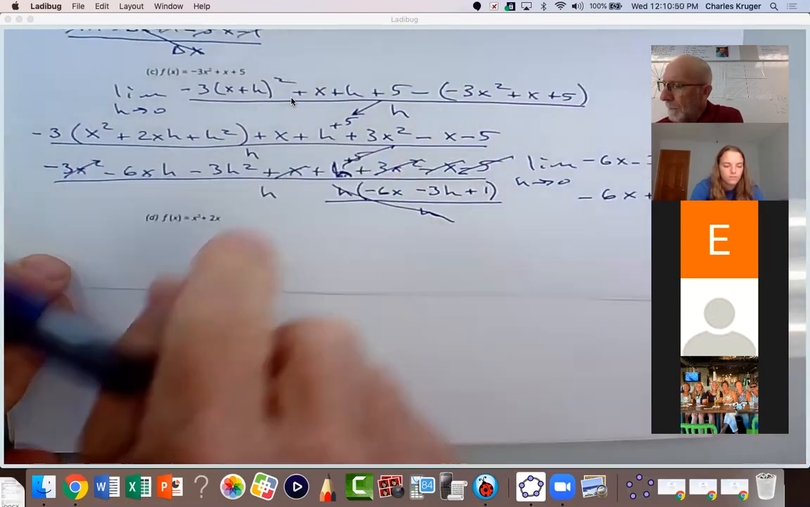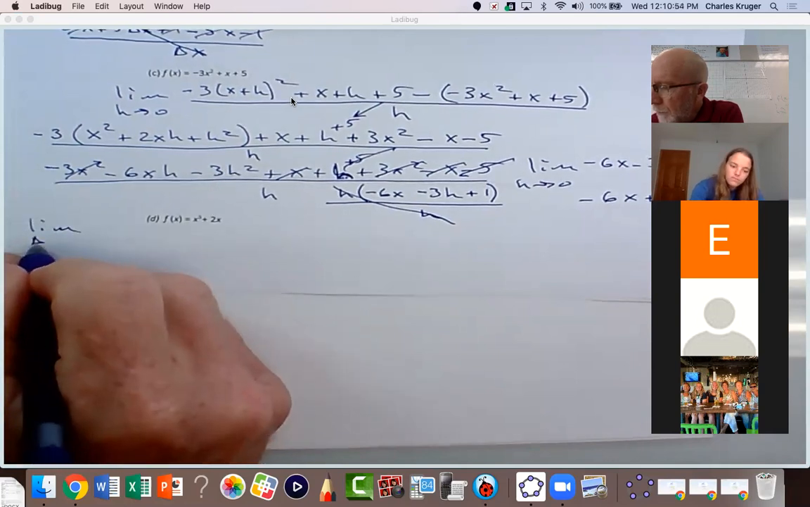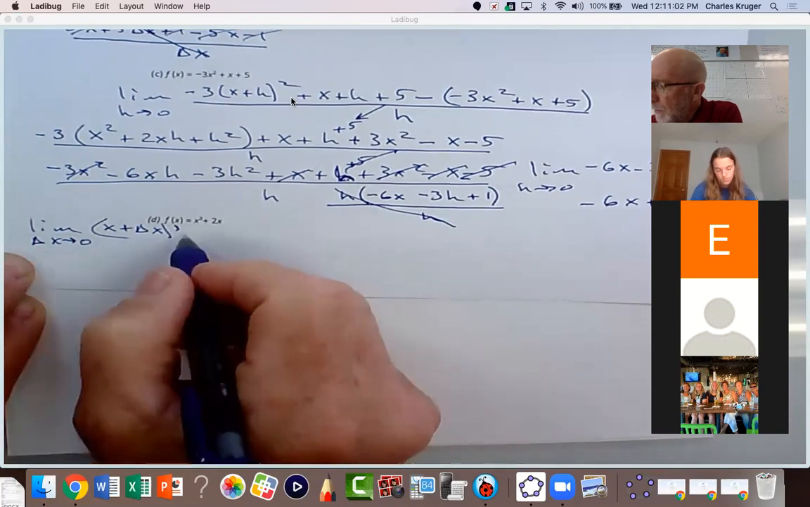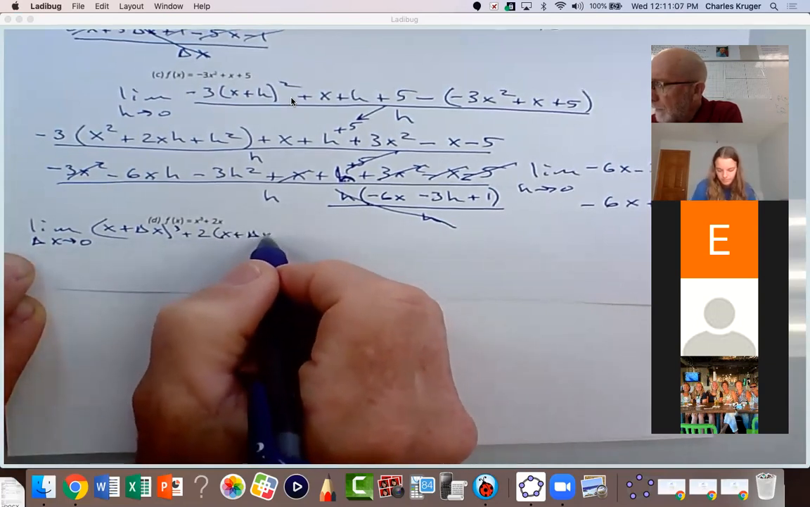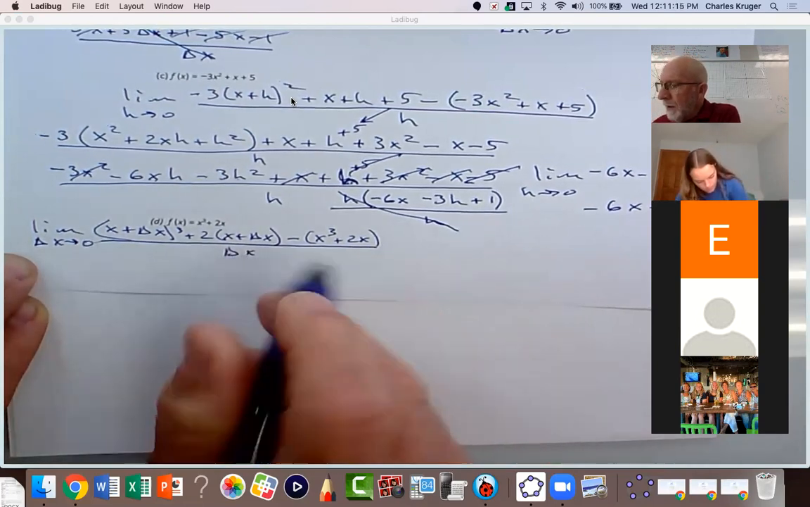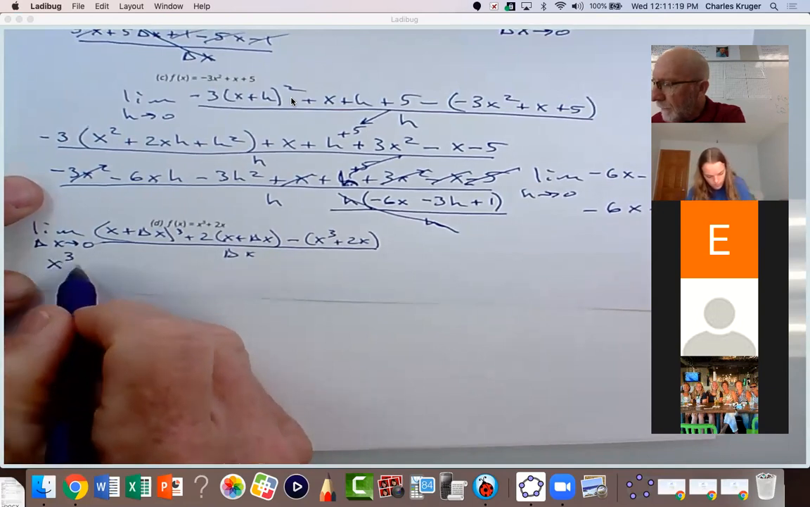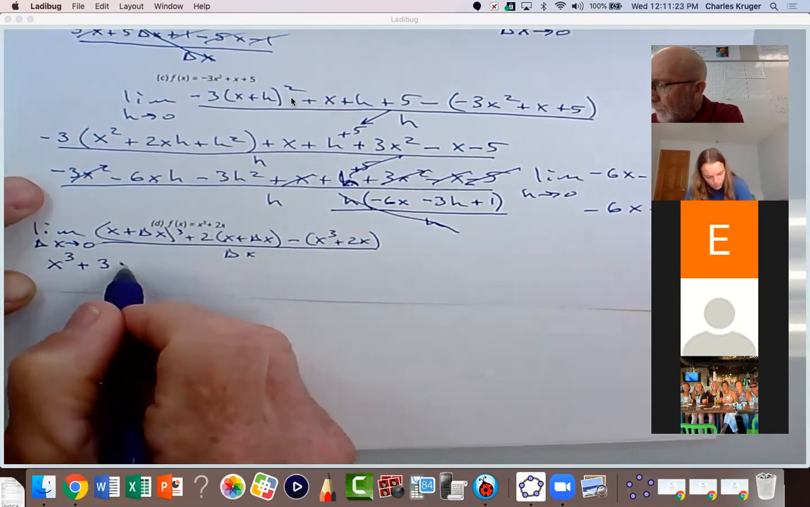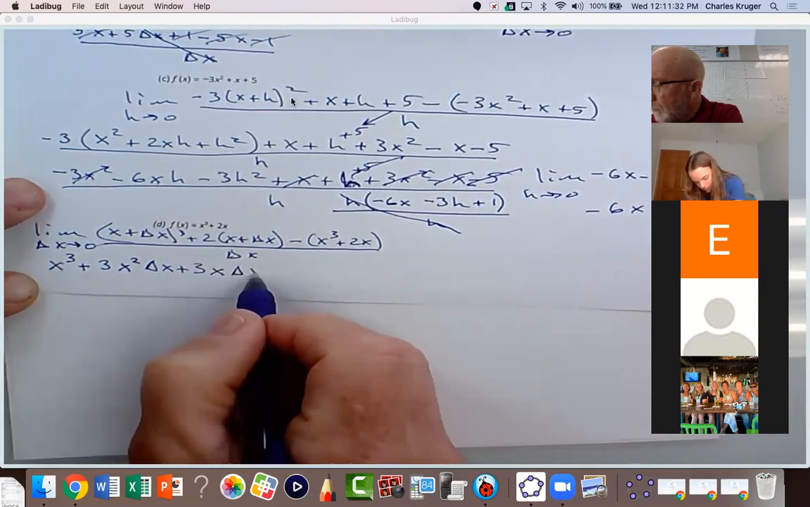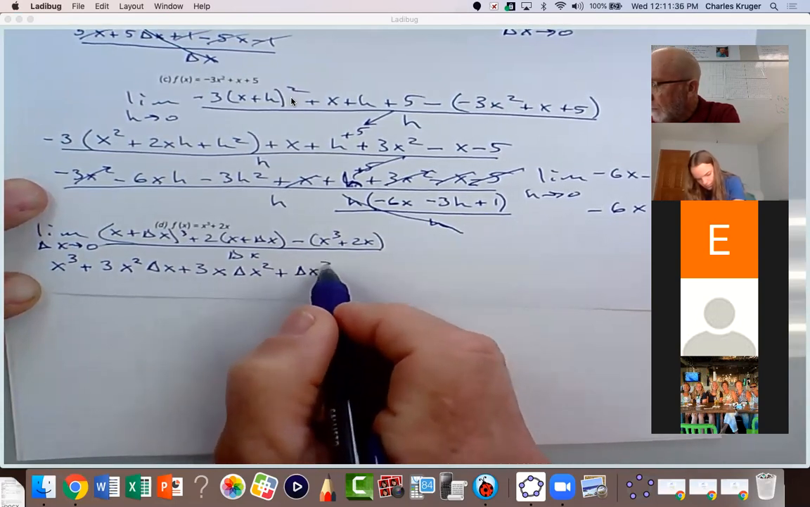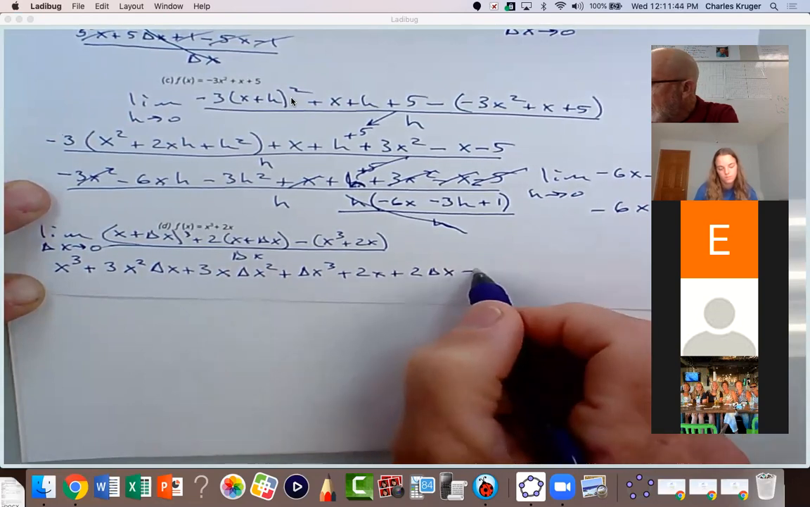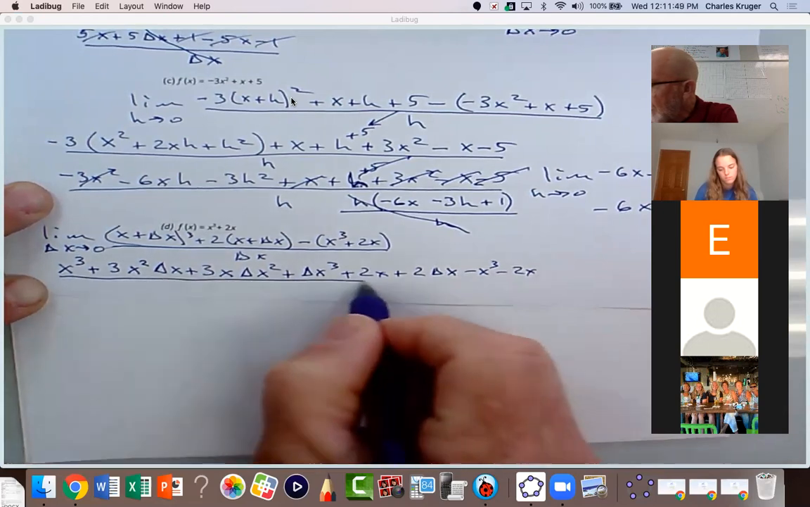And I'll put delta x in this one. And so I'm going to take the limit as delta x approaches 0 of x plus delta x cubed plus 2 times x plus delta x, minus parentheses x cubed plus 2x, all over delta x. Whew, a cube starts out as x cubed, then followed by this coefficient of 3. The x drops down an exponent, and I got delta x, plus another 3, drops down another exponent to 1, and delta x goes up to 2, plus delta x cubed. So that's just this, plus 2x, plus 2 delta x, minus x cubed, minus 2x, all over delta x.